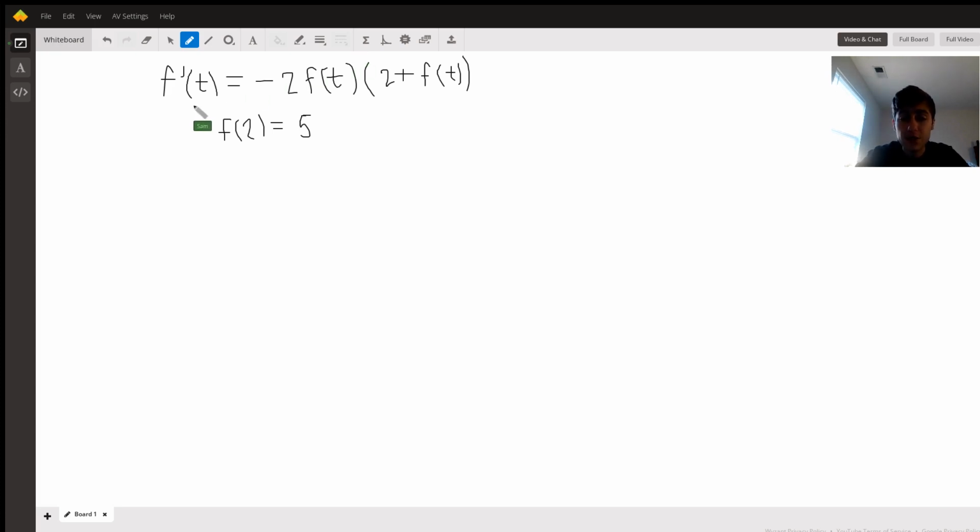In other words, we can use this differential equation as presented, that the derivative of the amount of the solid with respect to time is equal to -2 times the amount of solid at that time times the quantity 2 plus the amount of solid at that time. So we can estimate the speed at which it's dissolving by plugging in 2 for t and replacing everything that we see with f of 2 with the number 5, because f of 2 is 5.